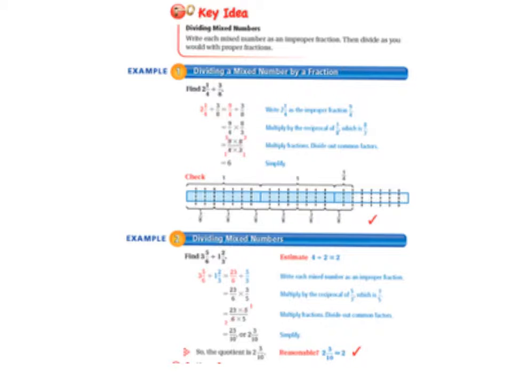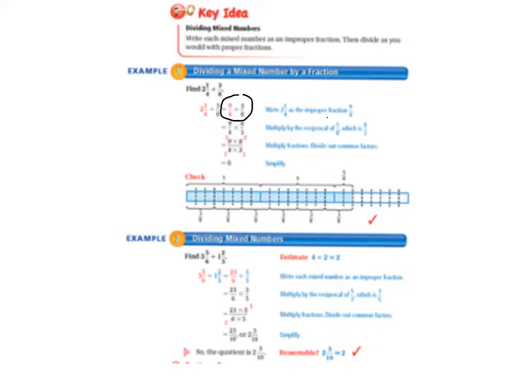Our problem is to divide 2 1/4 divided by 3/8. So remember from 5th grade, we take 2 1/4, we multiply 4 times 2, which is 8, and then we add 1 to turn that into 9/4. So that's the improper fraction. And then we're going to divide that by 3/8. So our new problem is written to the right.